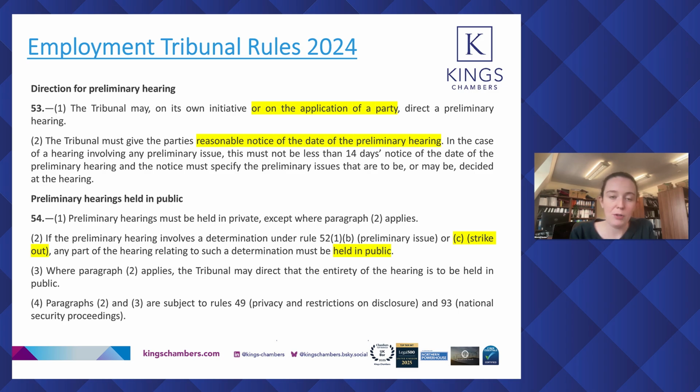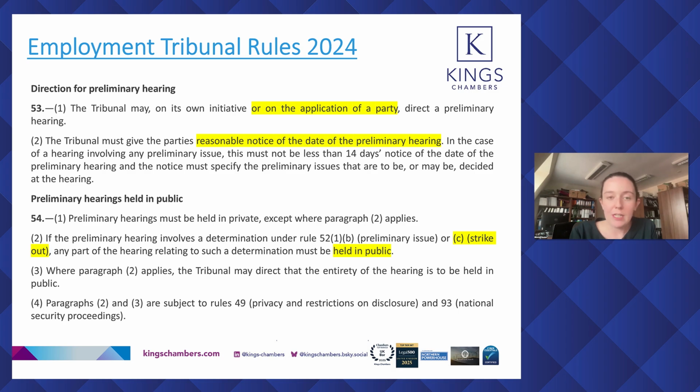So the default for a preliminary hearing, when that is listed automatically by the tribunal, for example, upon receipt of an ET3, is that preliminary hearing will normally be held in private as a first preliminary hearing. But if you want that preliminary hearing to be held in public, you have to tell the tribunal that. And so it's helpful when you are making an application for strikeout or for a preliminary issue to be considered that you write into the tribunal and you make it explicit that you want a public preliminary hearing to be held to determine either the strikeout application on the specific grounds or a preliminary issue.